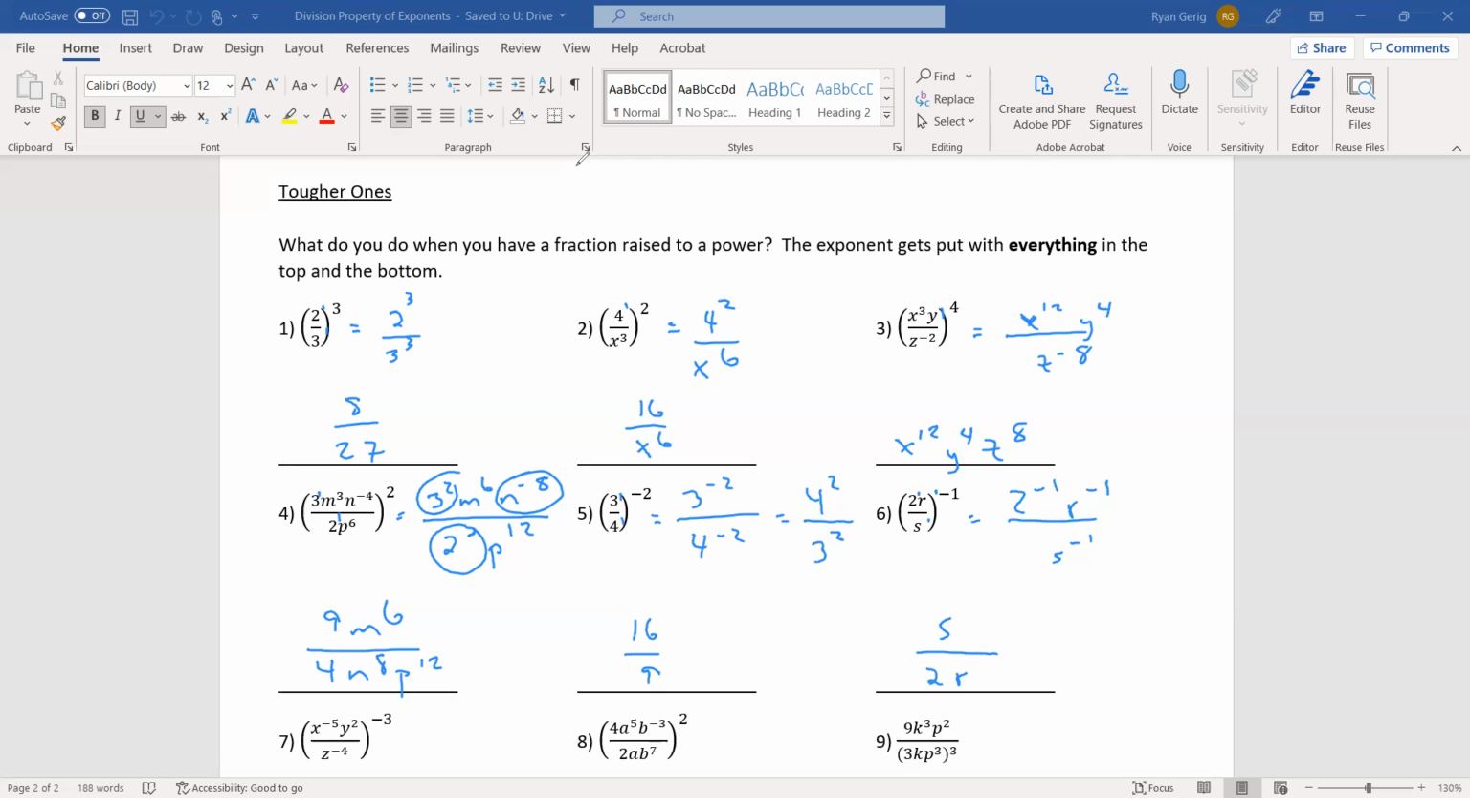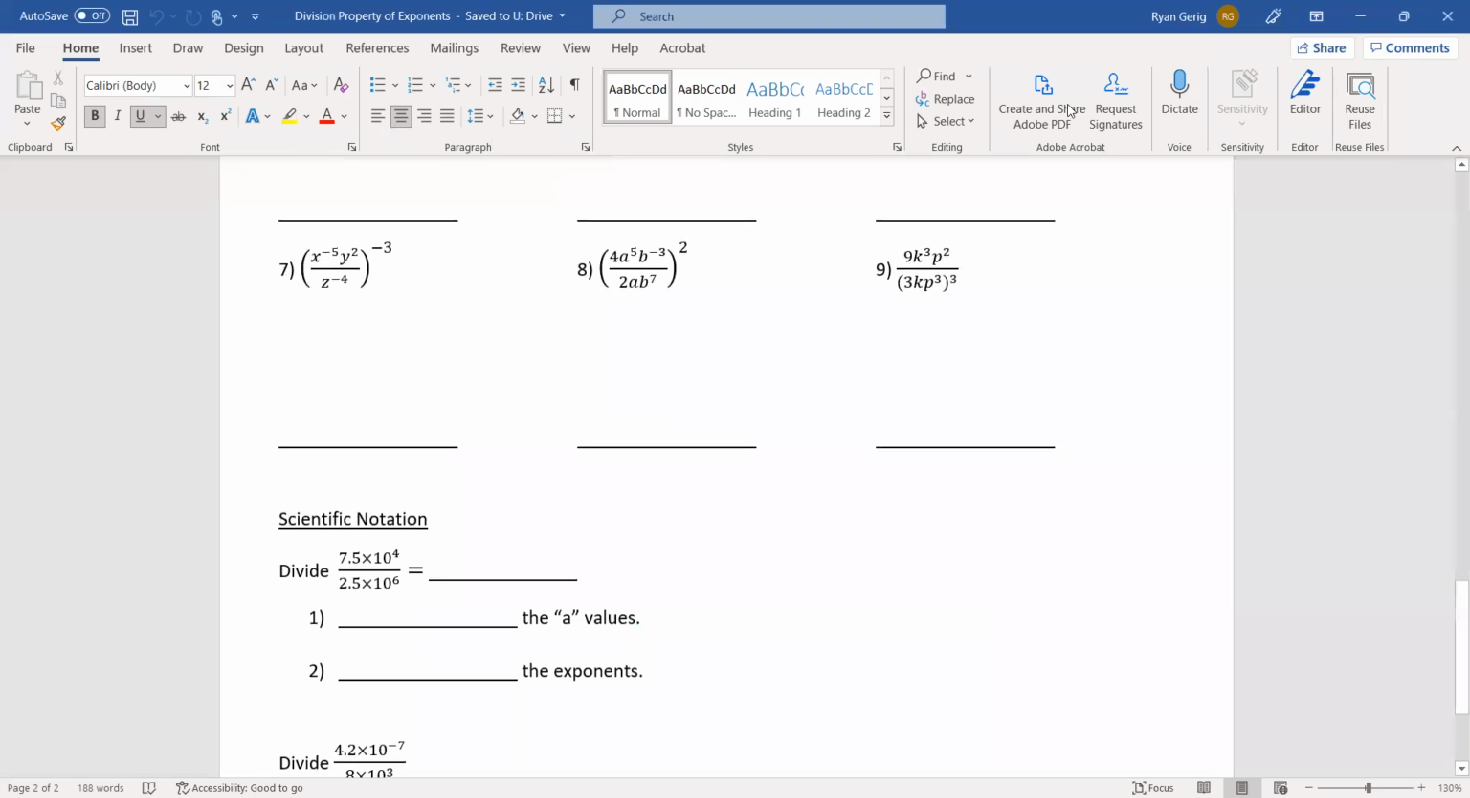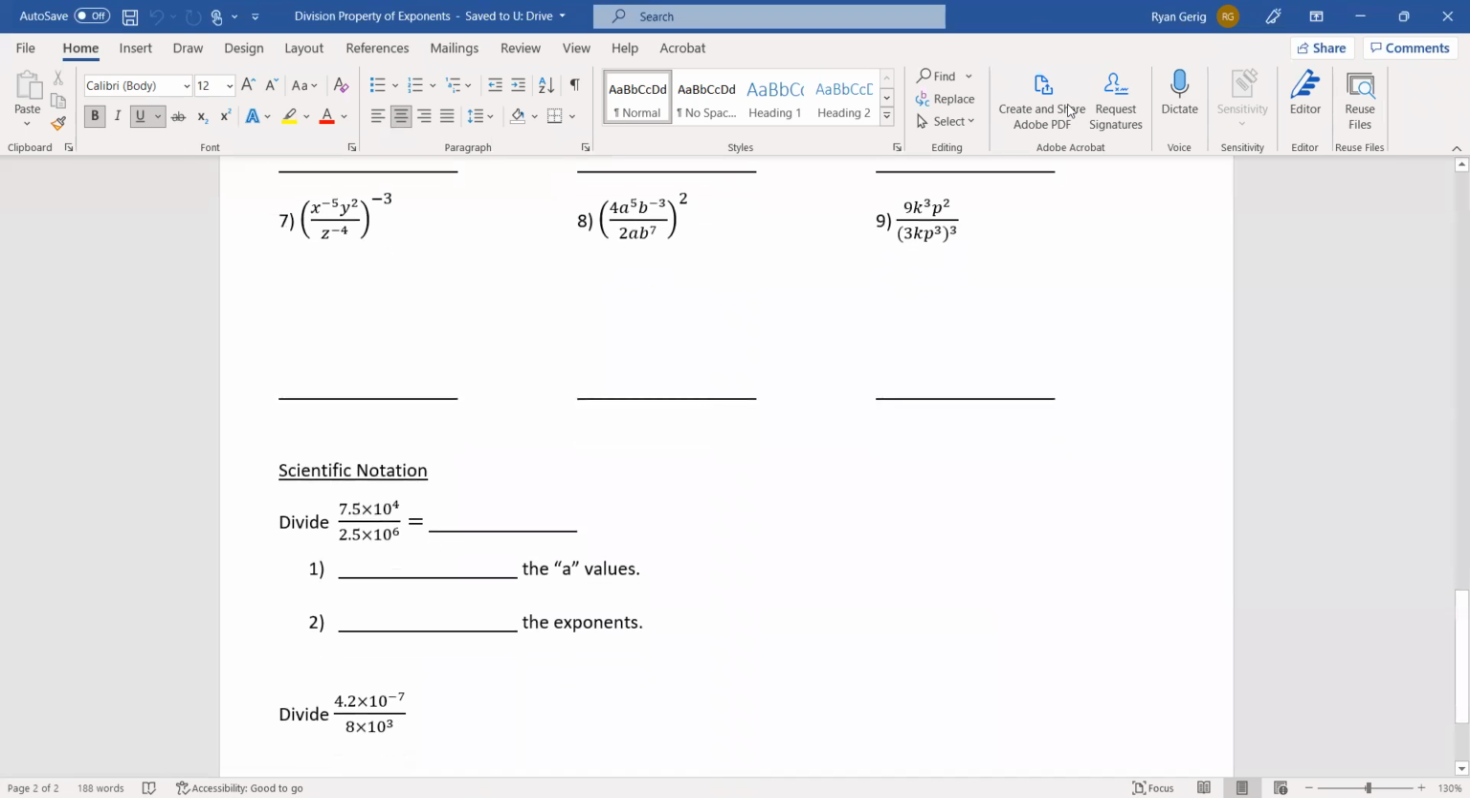Okay. What I want you to see, why I did this one, look at the original problem and look what happened to the answer. It basically just flipped the fraction. And look over here. A negative exponent will flip the fraction. It doesn't make it negative, it flips it. Okay. Got 3 more. Scroll down here. 3 more. And then scientific notation to follow it up.